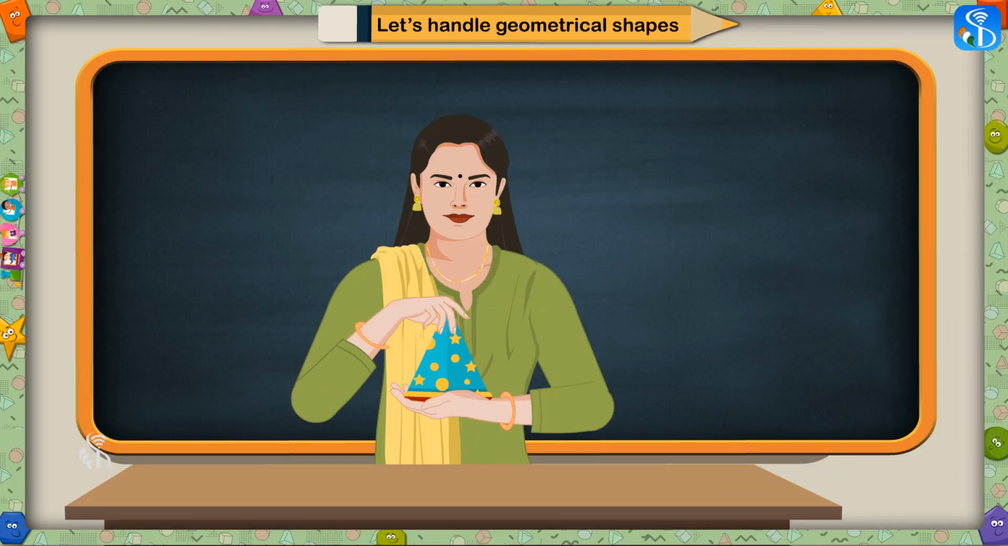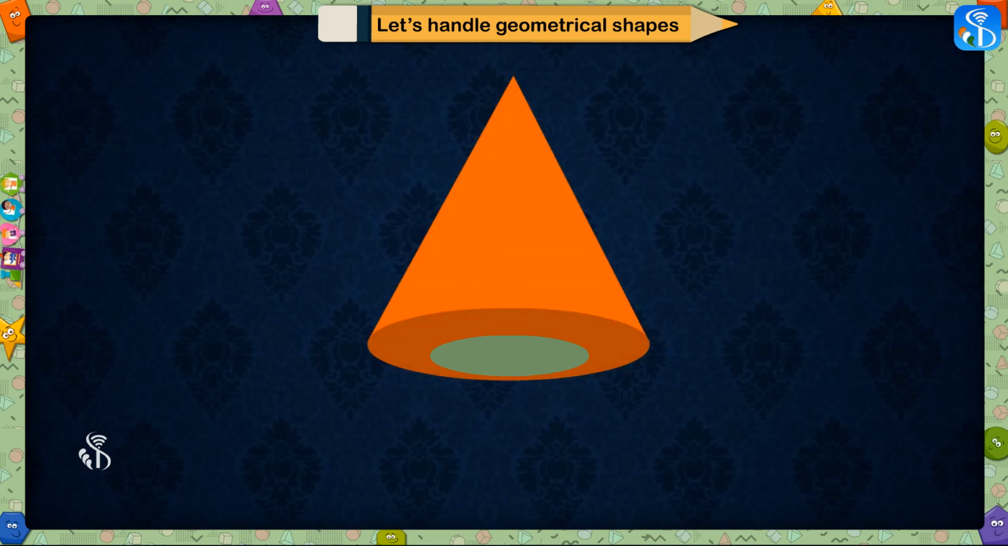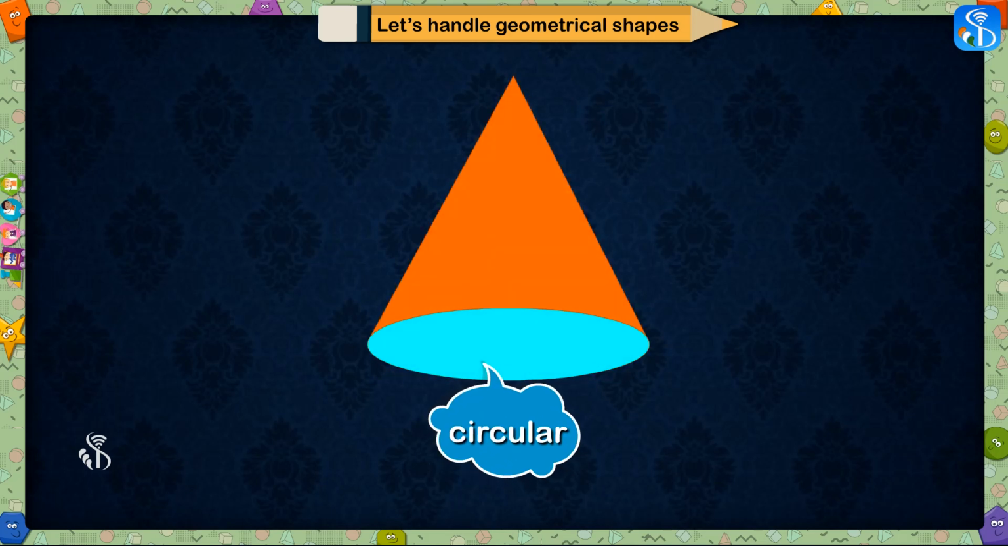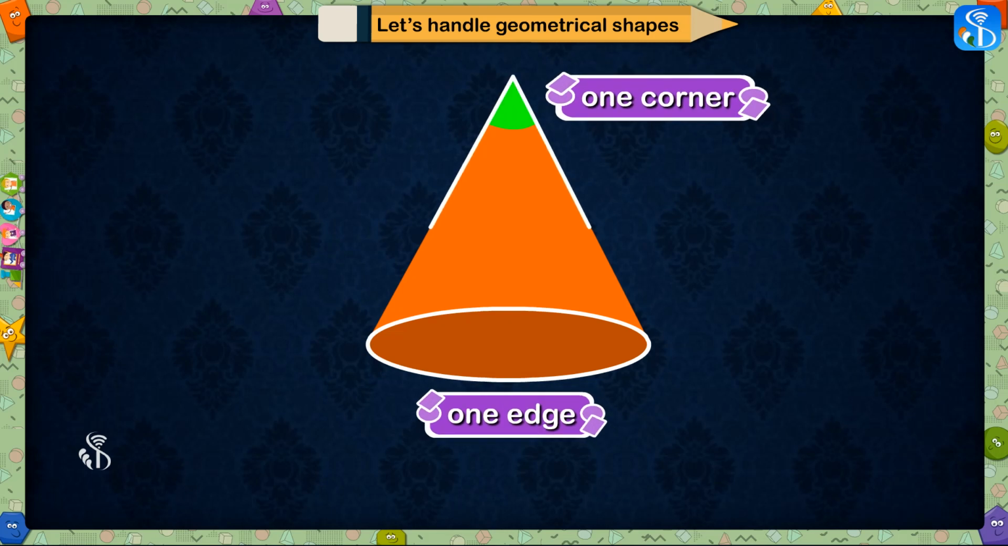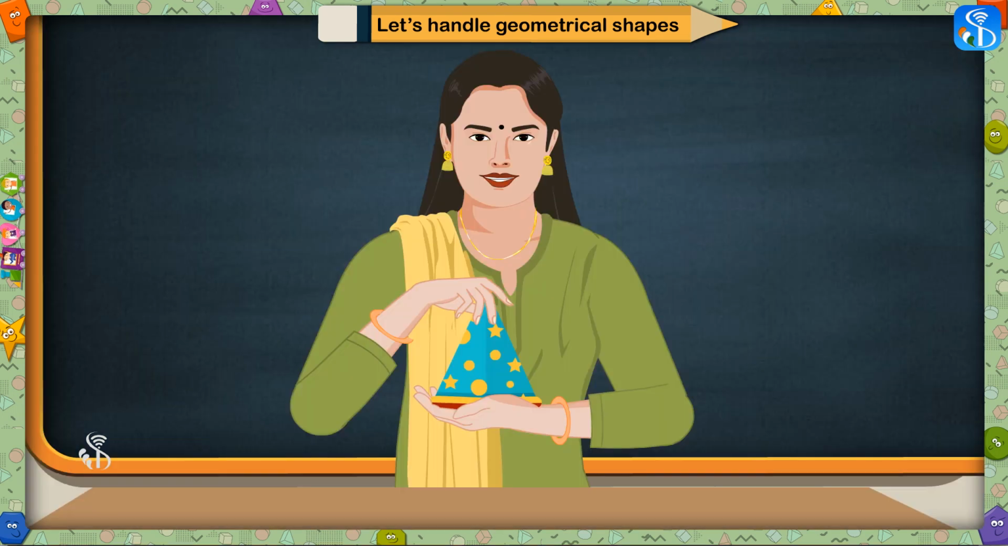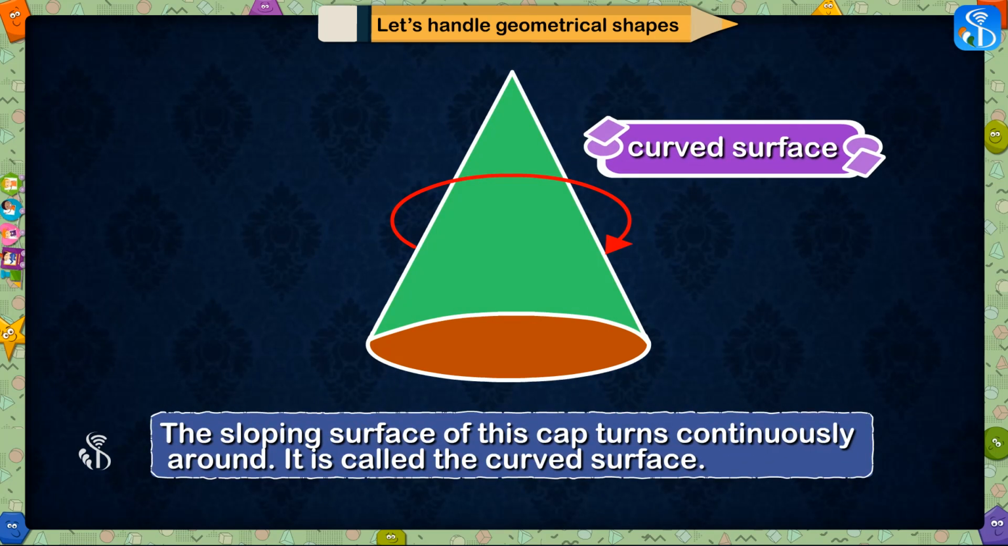Look at this clown's cap which I have in my hand. It is shaped like a cone and its flat base is circular. A cone has one edge and one corner. See how the sloping surface of this cap between the edge and the corner turns continuously around. It is called the curved surface.